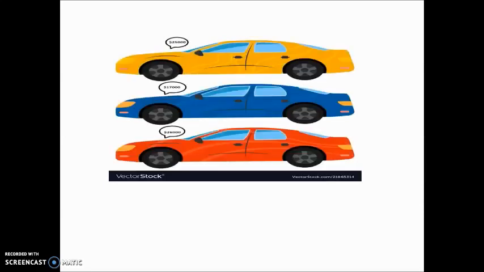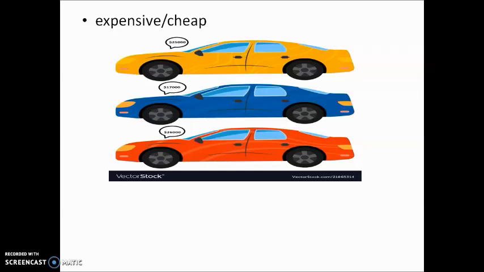Now, look at these 3 cars. The yellow car is $25,000. The blue car is $17,000, and the red car is $26,000. We want to make a comparative or superlative between these 3 cars.